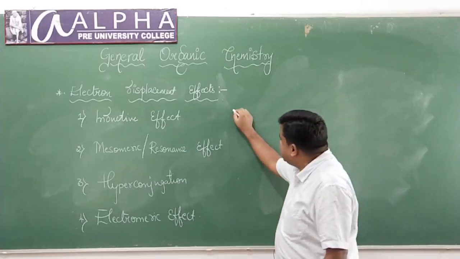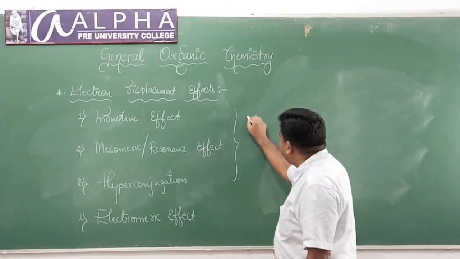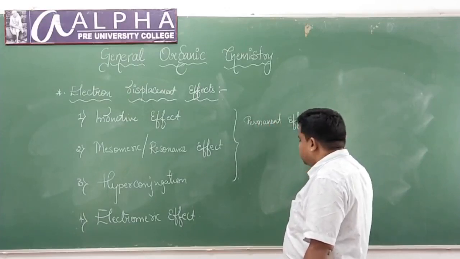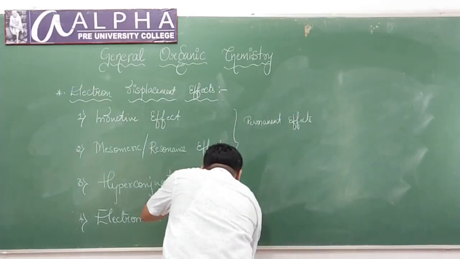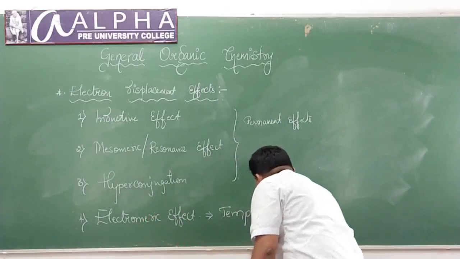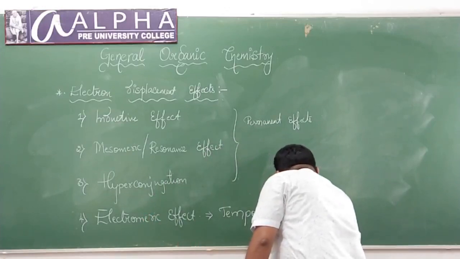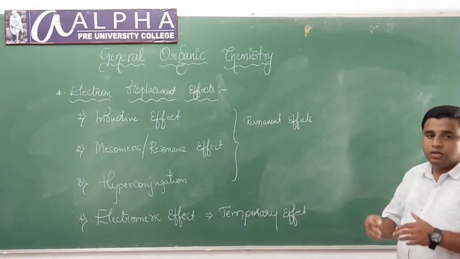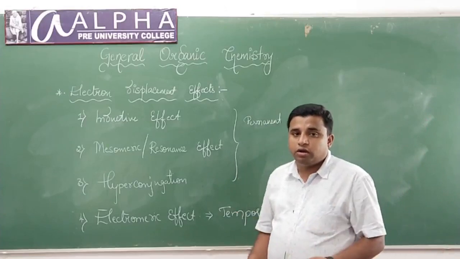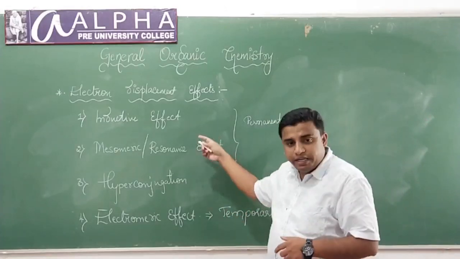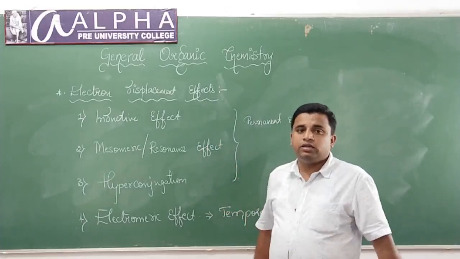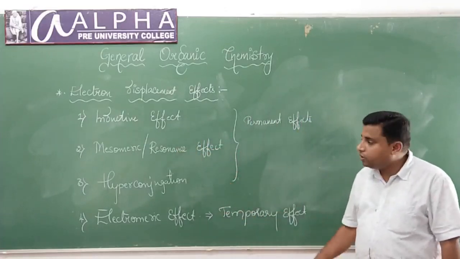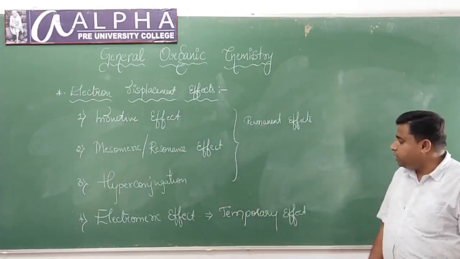these 3 effects are permanent effects, whereas electromeric effect is a temporary effect. Yes, the first 3 are permanent effects, whereas the last one, electromeric effect, is the temporary effect. So guys, please make sure you're watching this video, writing each and every concept, and you're learning simultaneously. So I'm telling you, inductive effect, mesomeric or resonance effect, hyperconjugation, these 3 are permanent effects, whereas electromeric effect is a temporary effect.